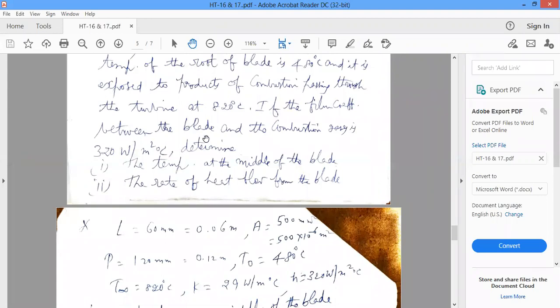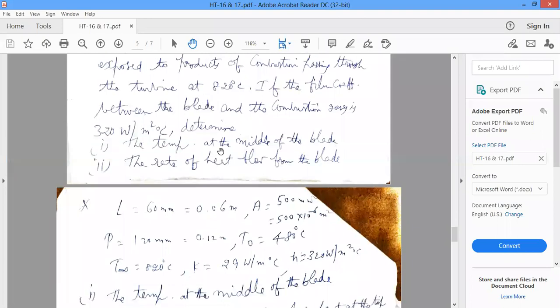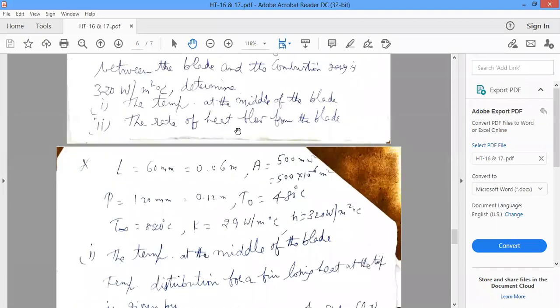But what do you have to determine here? First, the temperature at the middle of the blade at X is equal to L by 2. L value is 60 mm, and X goes from 0 to L. At the middle, X is equal to L by 2, that is in this case 60 mm by 2, 30 mm. So you have to calculate the temperature at X is equal to 30 mm, and you have to calculate the rate of heat transfer through the blade, that is through the fin.